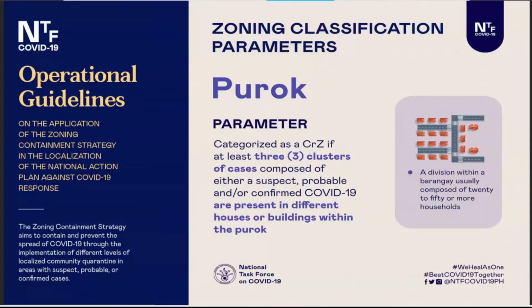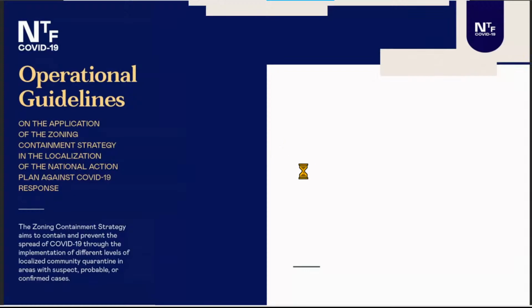Okay, so next, purok. Yung sa purok naman po, we define purok as a division within a barangay usually composed of 20 to 50 households po yan. And for a purok to be categorized or classified as a lockdown area or critical zone, at least 3 clusters of cases is identified in different houses within that purok. So, yan.